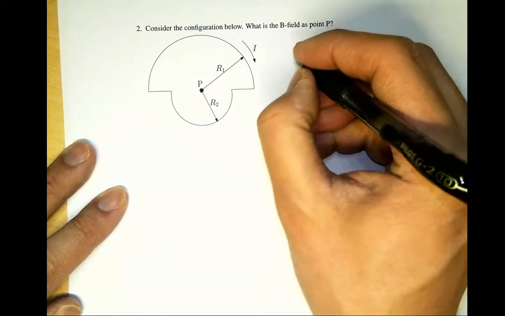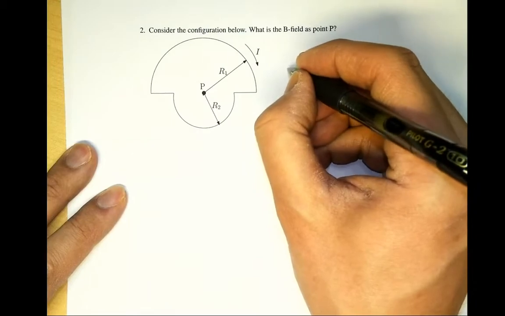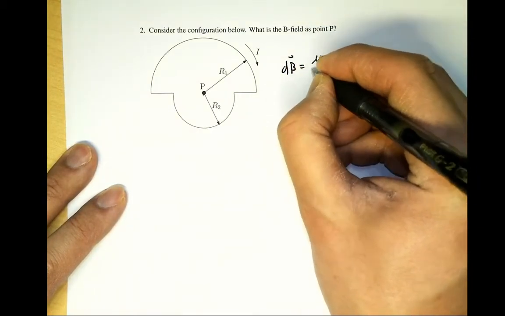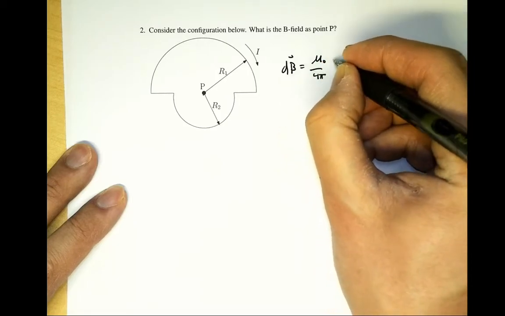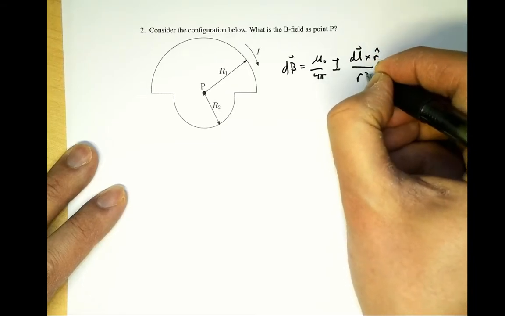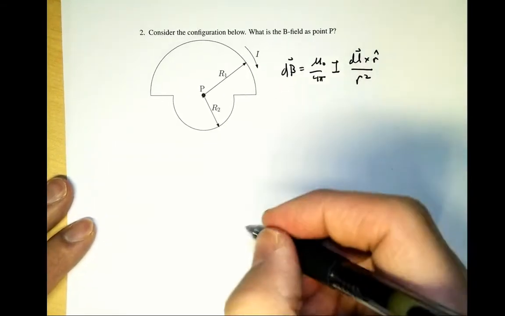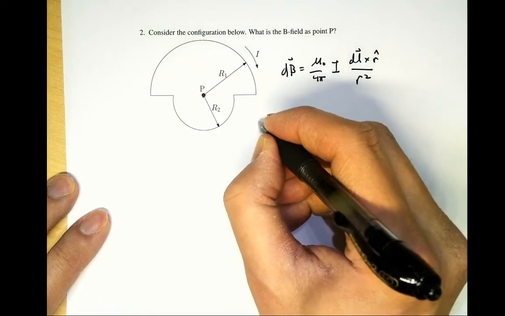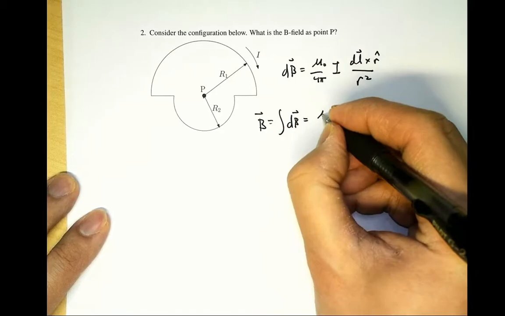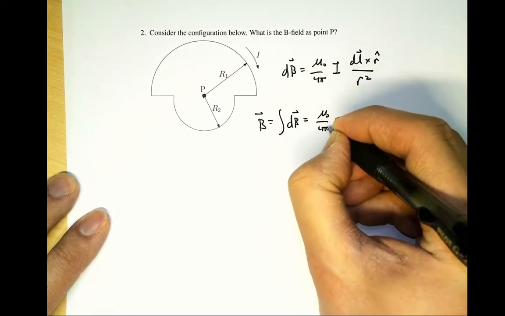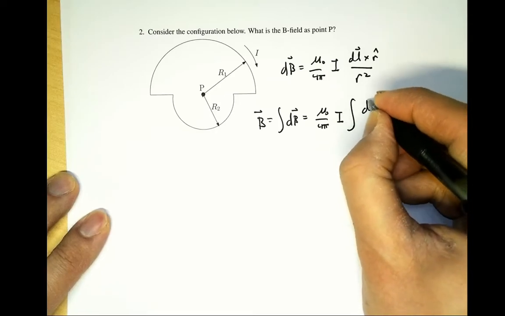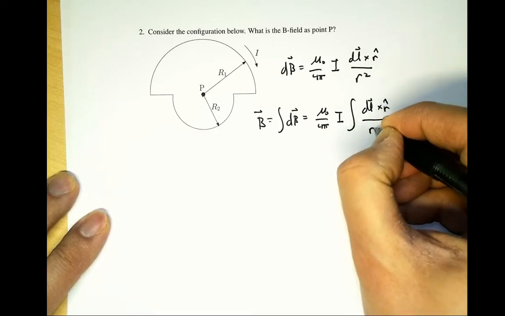So this is another case of the law of Biot-Savart, so I'm going to use it. dB is equal to mu 0 over 4 pi I dl cross r hat over r squared. To get the B field, we're going to do an integral. So B is equal to the integral of dB. This is always true. Mu 0 over 4 pi, and I is a constant, so I can just bring it out, leaving dl cross r hat over r squared.